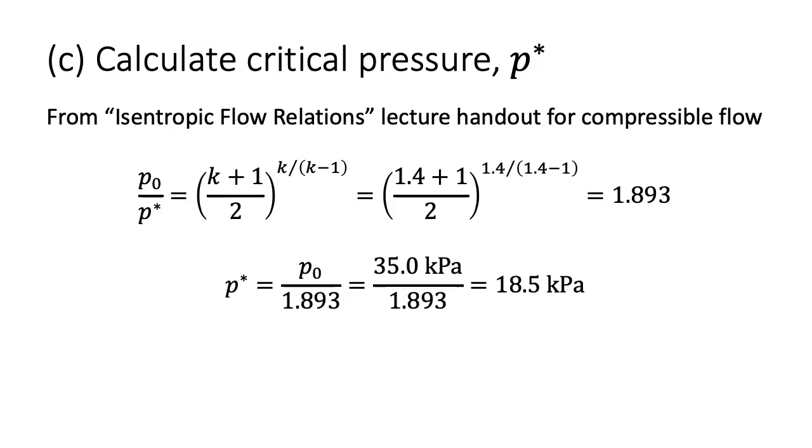Second, for the critical pressure, which corresponds to the pressure the flow would have if brought to the sonic velocity, we substitute in Mach number of 1 into the relationship from part B to get the relationship shown. Plugging in K equals 1.4, we get that the ratio of stagnation to critical pressure is 1.893. Finally, we calculate a critical pressure of 18.5 kilopascals.